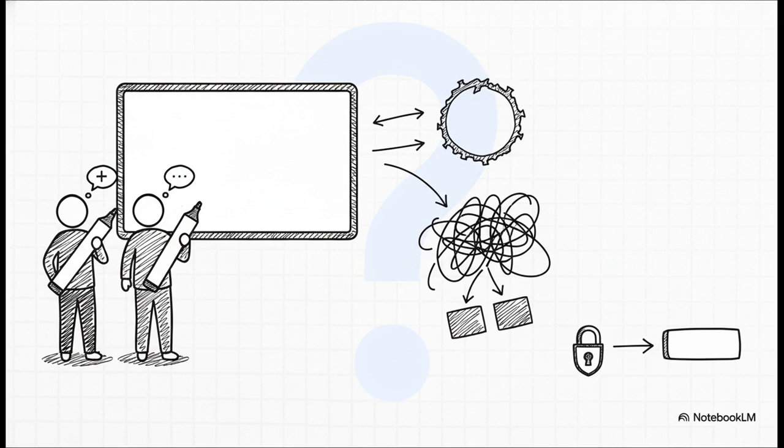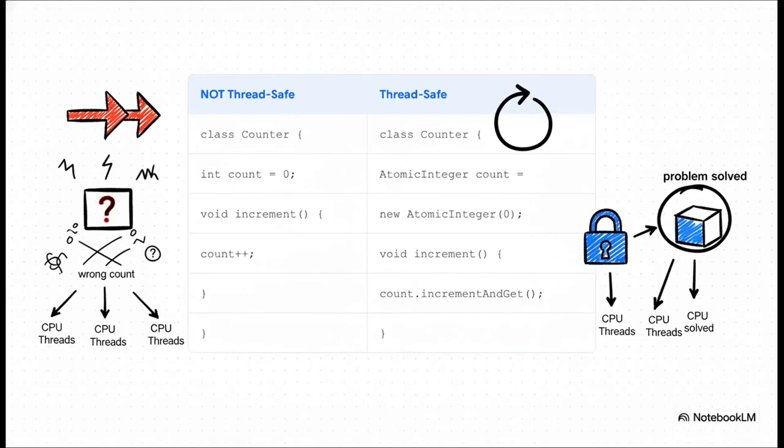Imagine two people are trying to update a number on a whiteboard. One person reads the number 5 and wants to add 1. At the exact same time, another person also reads 5 and wants to add 1. Now, if they're not careful, they might both just erase the 5 and write 6, when the correct answer should obviously be 7. That chaos right there, that's called a race condition, and it is the absolute bane of concurrent programming. And here's what that race condition looks like in actual code.